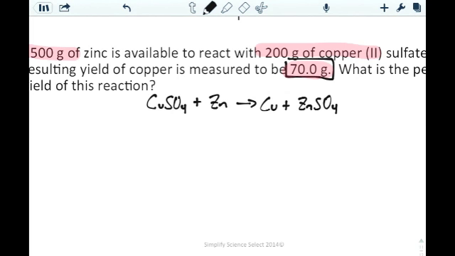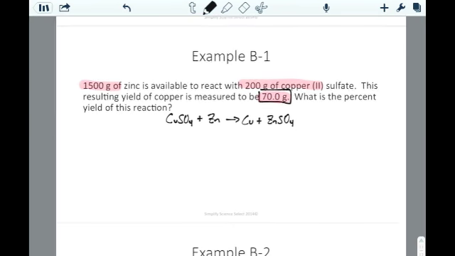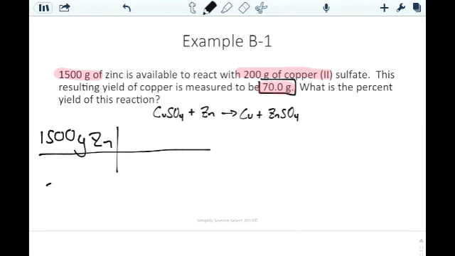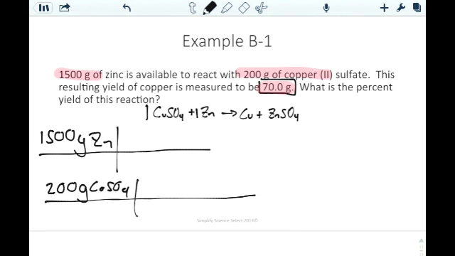So going into this, since we have our balanced equation, now we can actually start with the problem. So we'll have 1,500 grams of zinc, and we have 200 grams of our copper 2 sulfate. Now, just looking at this, since all the ratios are 1 to 1 in this case, since there's so much zinc and so little copper 2 sulfate, more than likely copper 2 sulfate is going to be our limiting reactant. But let's figure that out.